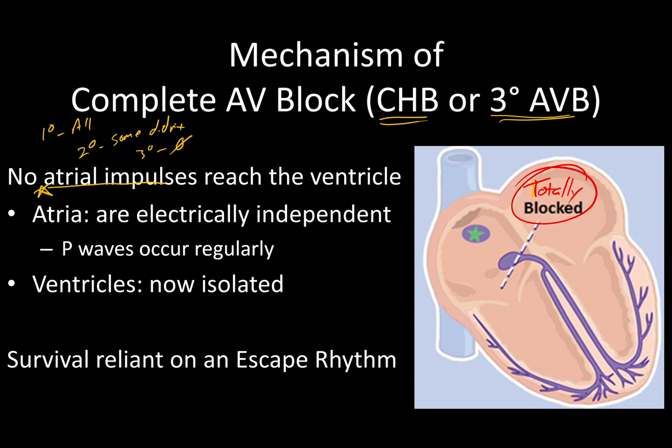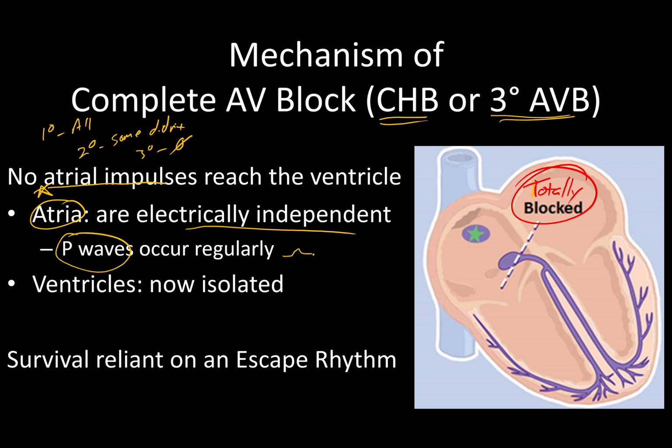Totally blocked. Nothing that happens in the atria communicates with the ventricles, and vice versa. Anything in the ventricles won't be conducted backwards either. They've been completely severed. The different ways we express this is that the atria are electrically independent. They've been cut off. The P waves will actually look pretty awesome.